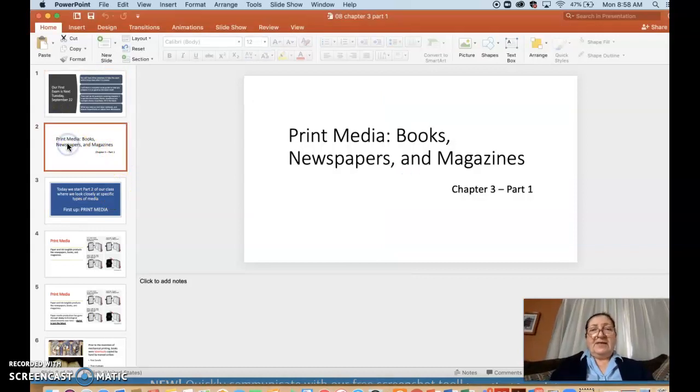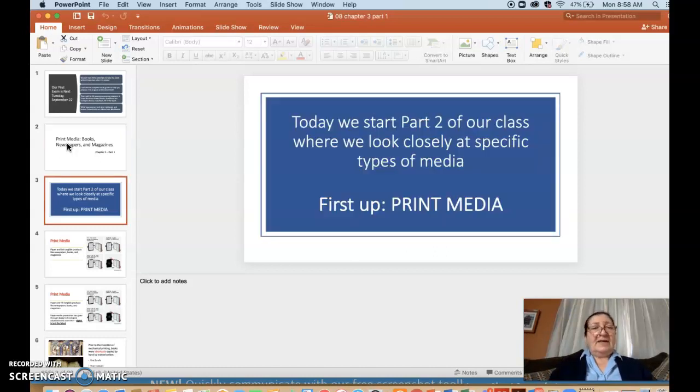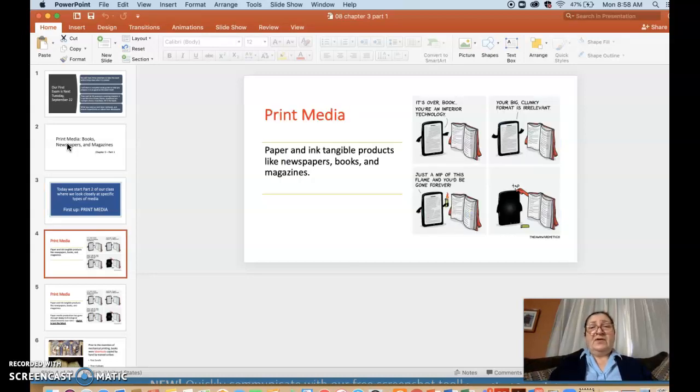So today we're going to talk about print media. What is print media? By that we mean books, newspapers, and magazines, everything that is printed on paper. Print started very early in the history of humankind. They're usually created with the help of some material, so they're intangible ideas in a tangible medium.